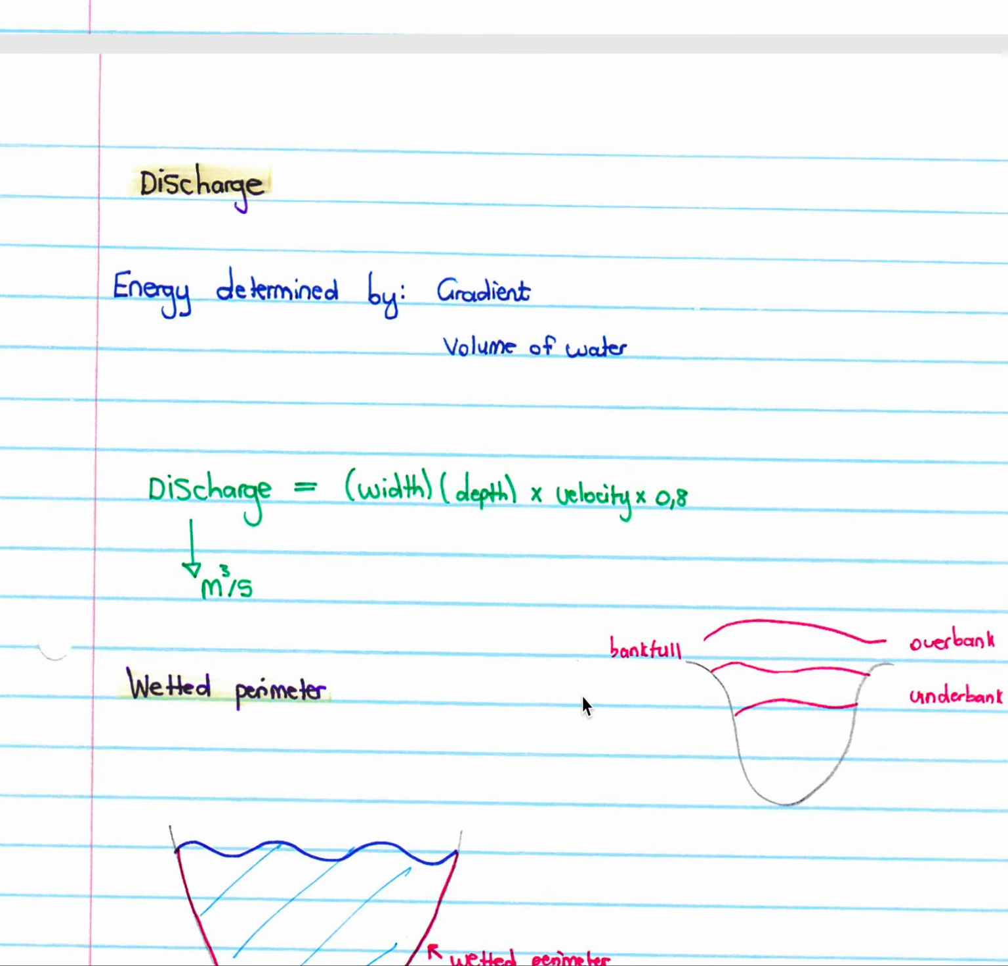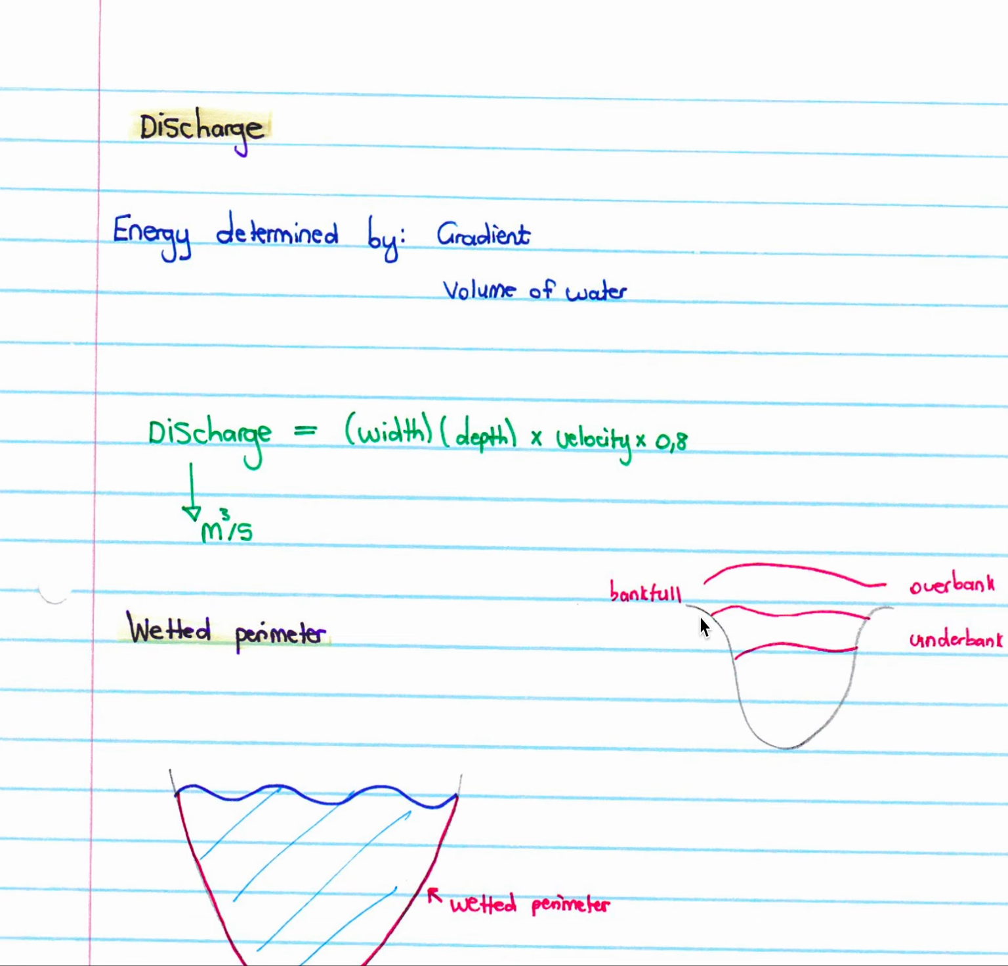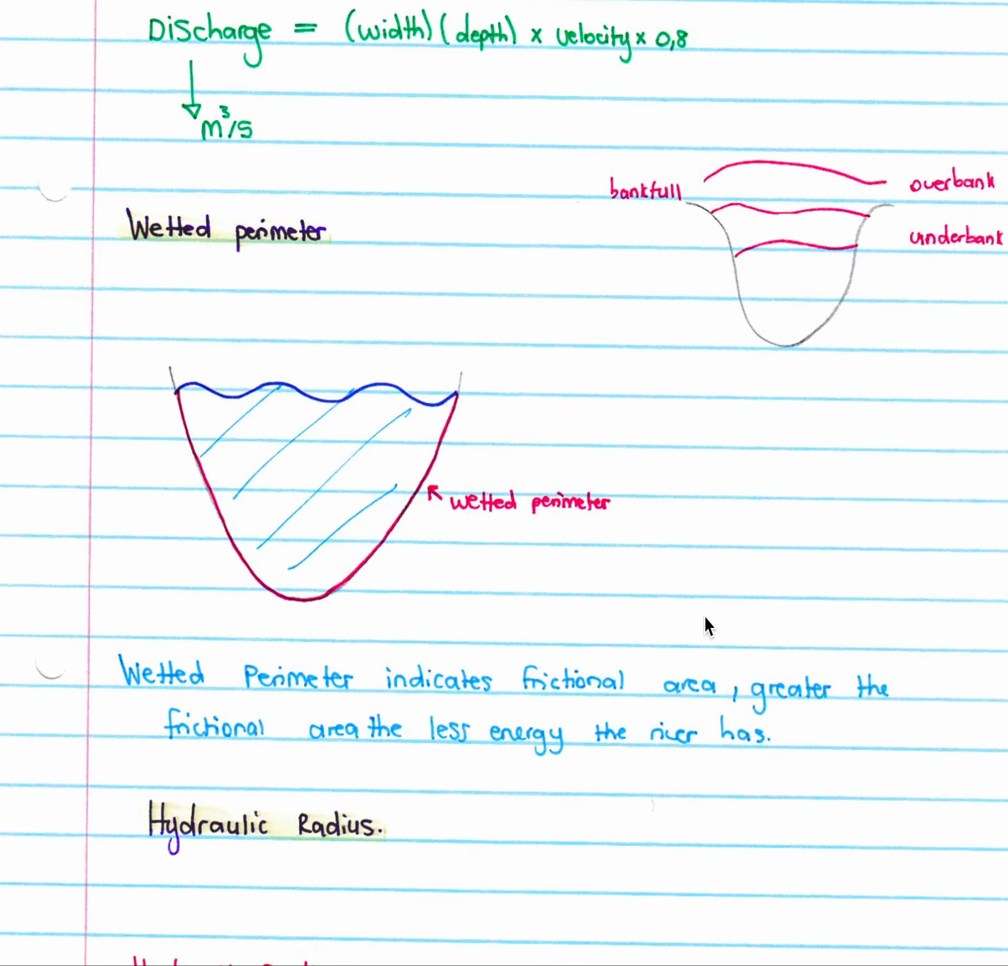When we refer to how full a bank is, these terms are good to know. If our river channel is underbank, this means that the water has not reached the banks of the river. If our river is bank full, it means that the water has reached the banks of our river, and any more water would cause flooding. And if our water is above the banks, we talk about it being overbank, which is when the river is in flooding flow.